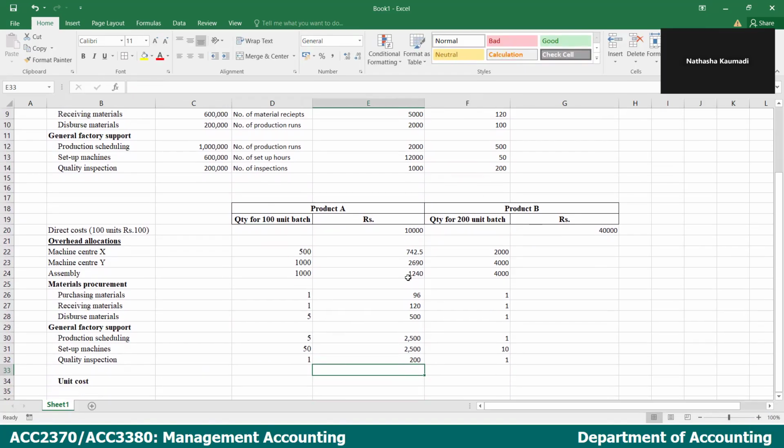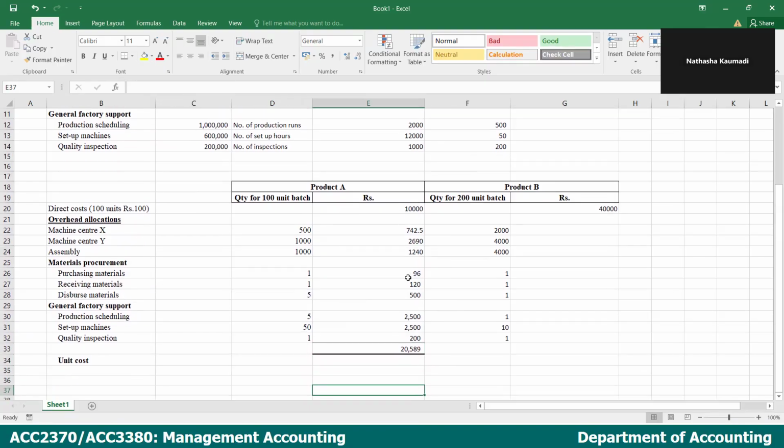Likewise, you took the total cost. Now, you can take the total direct cost, these production costs, and then material procurement cost, general factory support, and your total cost equals 20,589. This is for 100 units. So if you want to calculate the unit cost, just a matter of dividing 20,589 by 100 units. 206.